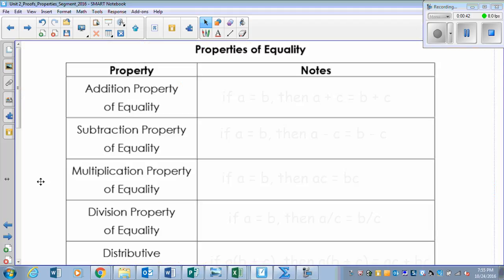All right, so you should have your notes by now. The properties of equality are going to be a review from last year, so we'll go through those quickly. The addition property of equality states that if you have A equals B, then A plus C equals B plus C, meaning you can add the same number to both sides and your equation will still be equal.